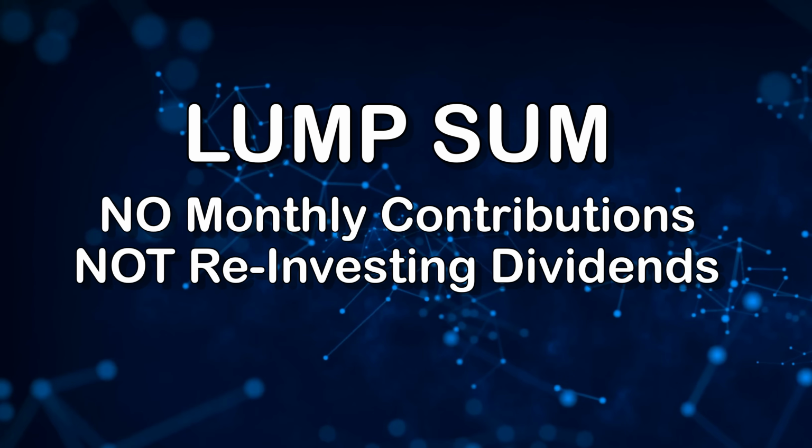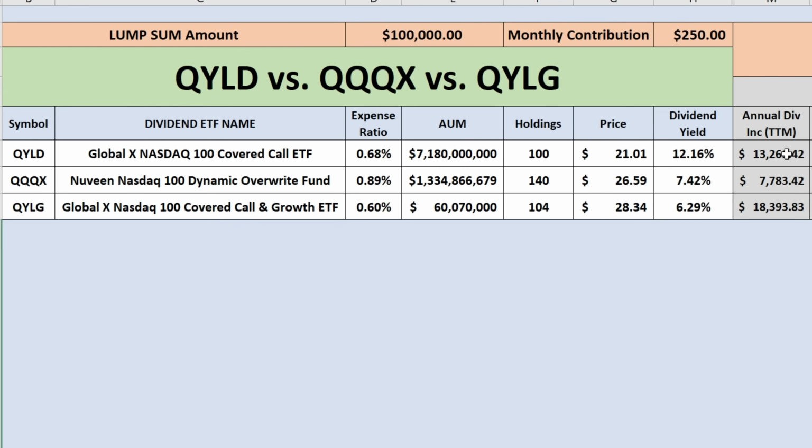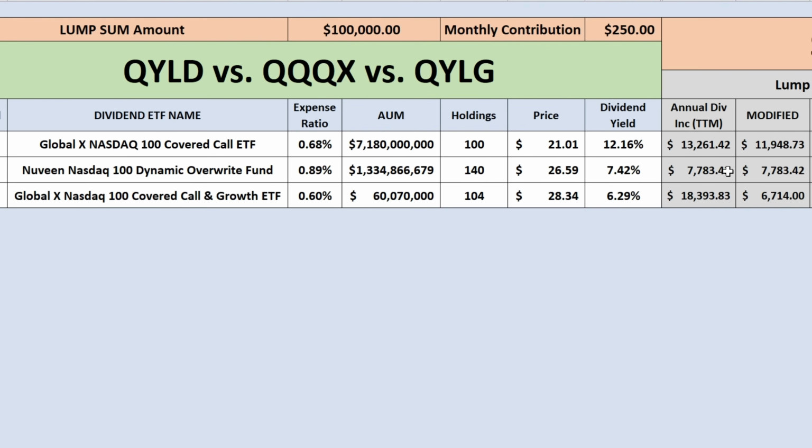All right, let's take a look at lump sum investing, not reinvesting dividends, no new money into the account. So again, this is a lump sum investment of $100,000, and what would the trailing dividend income be for the previous 12 months? We would have $13,261 for QYLD, only $77.83 for QQQX, and then $18,393 for QYLG. Again, this does include that significant large payment.